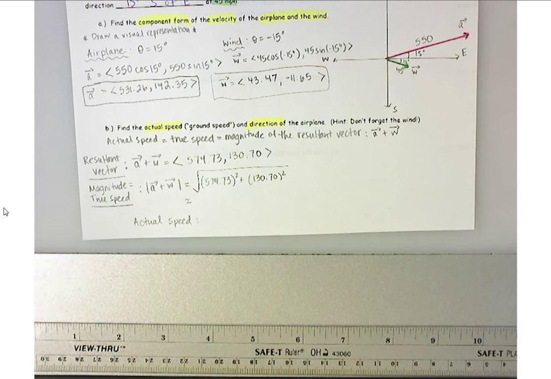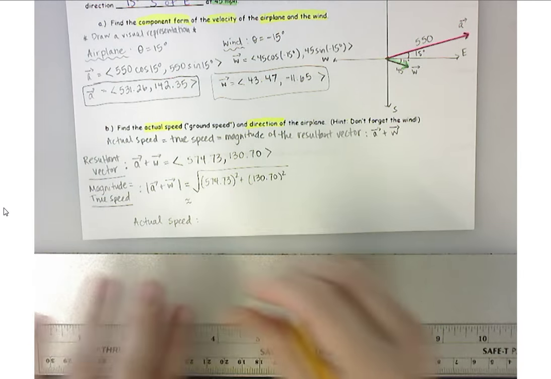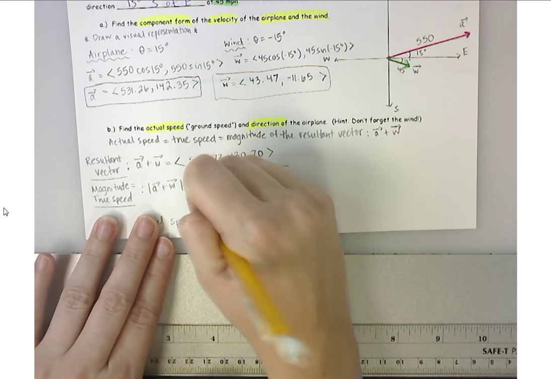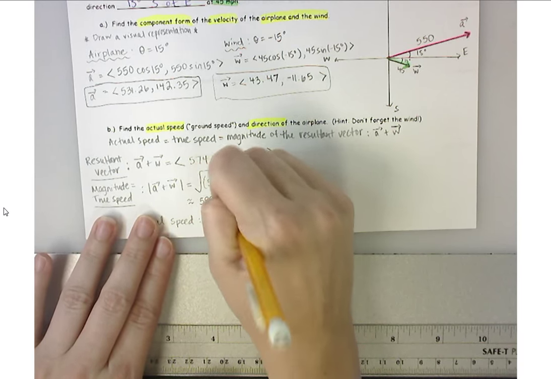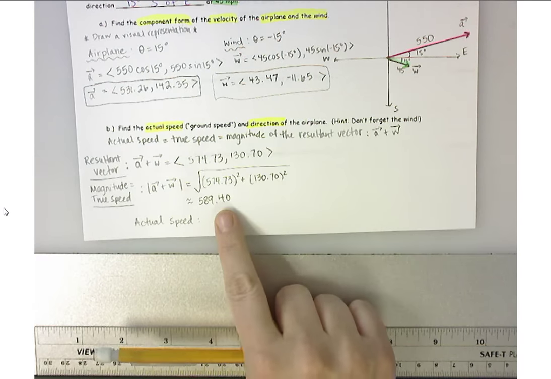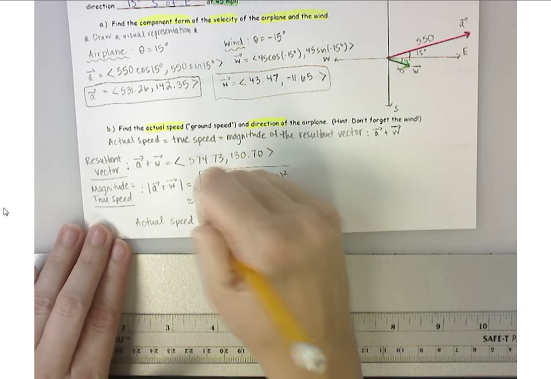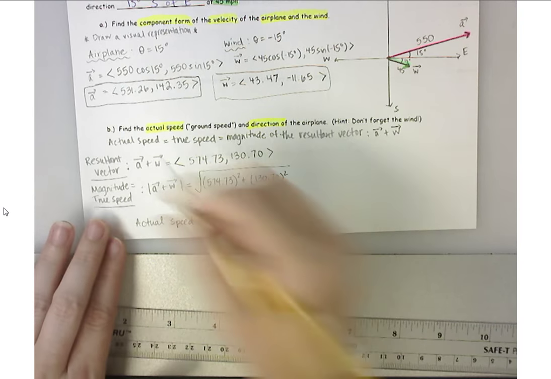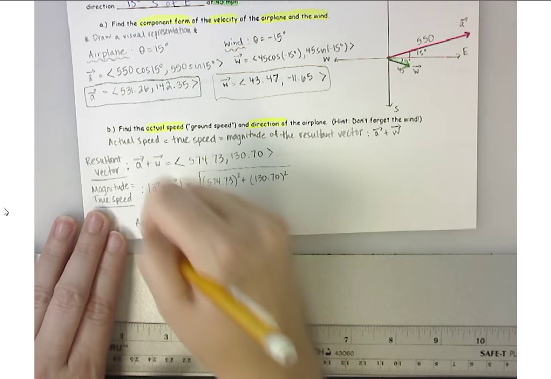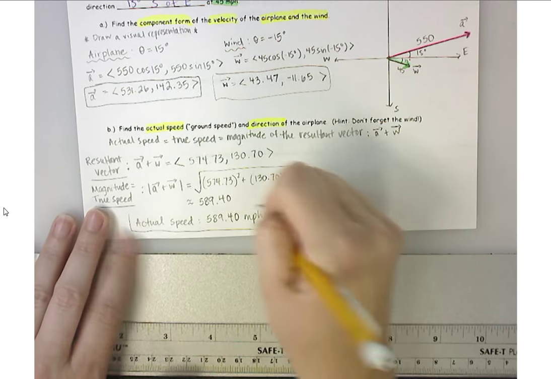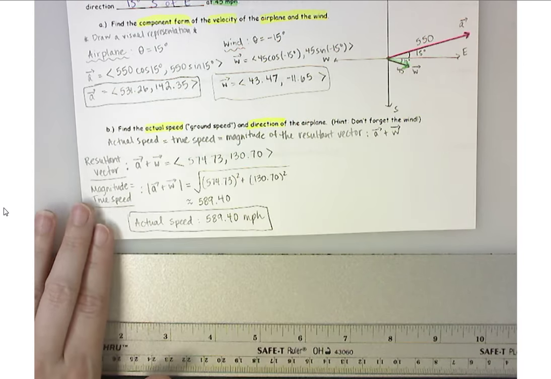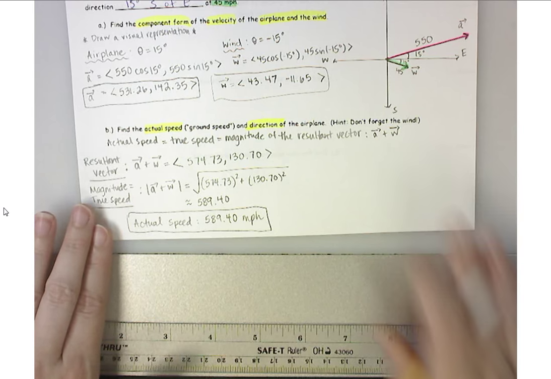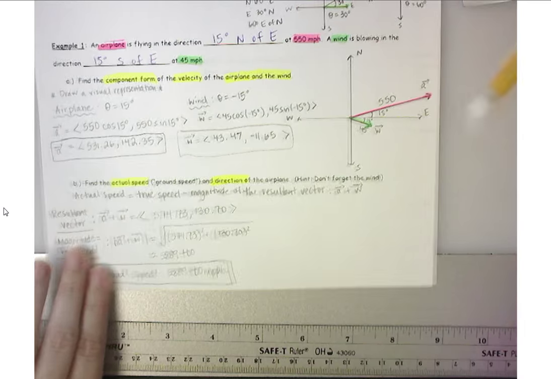Okay, so Dylan, tell me what you got for your actual speed. 589.4. Yep, and we are rounding to the nearest hundredth, so it'll be the 40. 589.40 miles per hour. Okay, so that's going to be your unit, miles per hour. Now what we're going to do is find the direction.